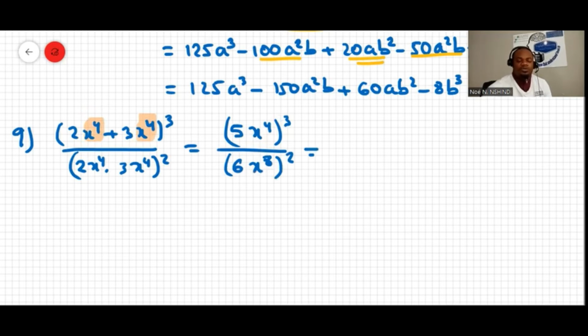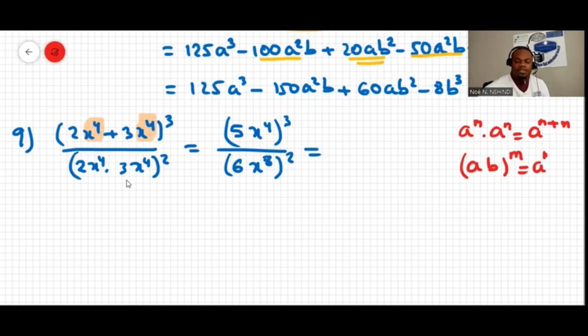Now, let me write the formulas here. a to the m times a to the n equals a to the m plus n. This is what applies at the denominator here. And then I need to apply this other formula: (ab) to the m is equal to a to the m times b to the m. So this exponent 3 here is for both 5 and x to the power of 4, okay? So 5 to the 3 is equal to 125.